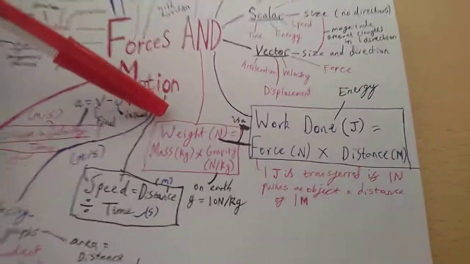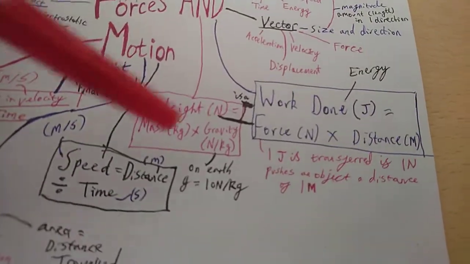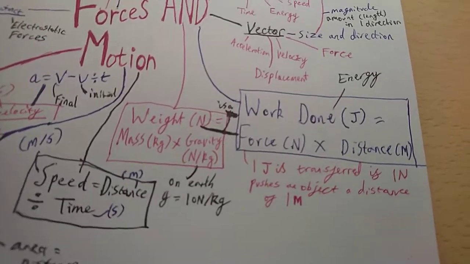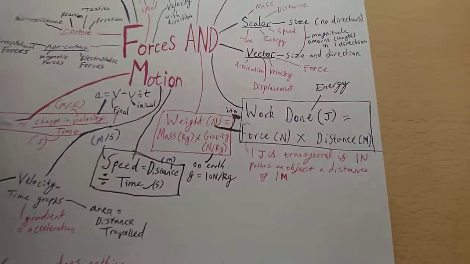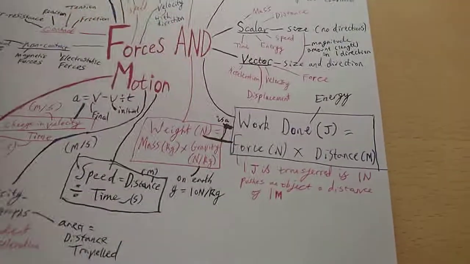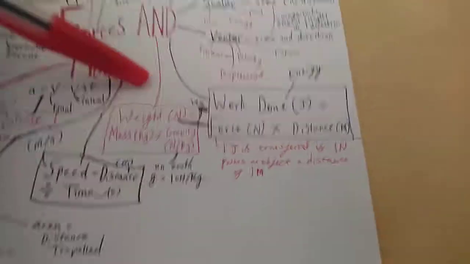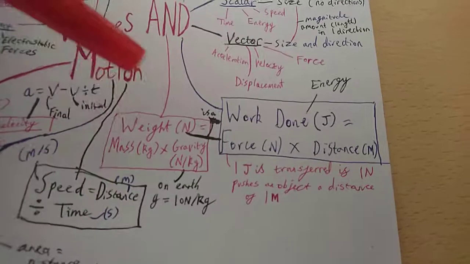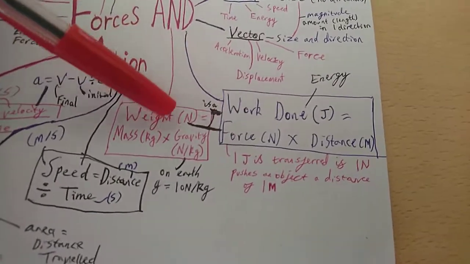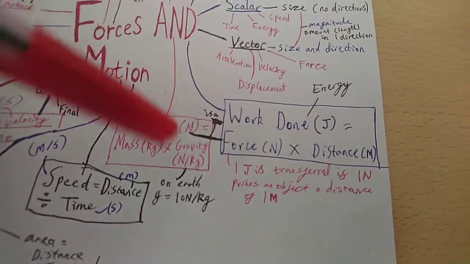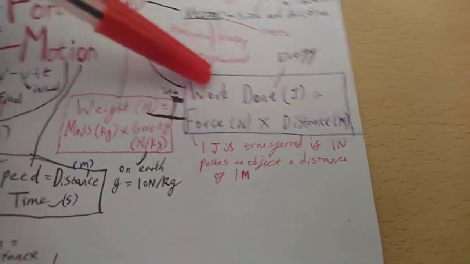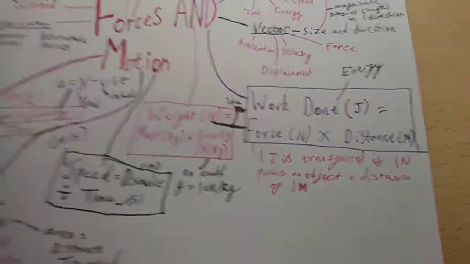Weight in newtons equals mass in kilograms times gravity, and gravity on Earth is 10 newtons per kilogram. You will probably need that. Something I've drawn up here is that weight uses newtons, and force also uses newtons. That's because weight is a force. So you could substitute weight into that equation as force, and then use it to find the work done if you have the distance.